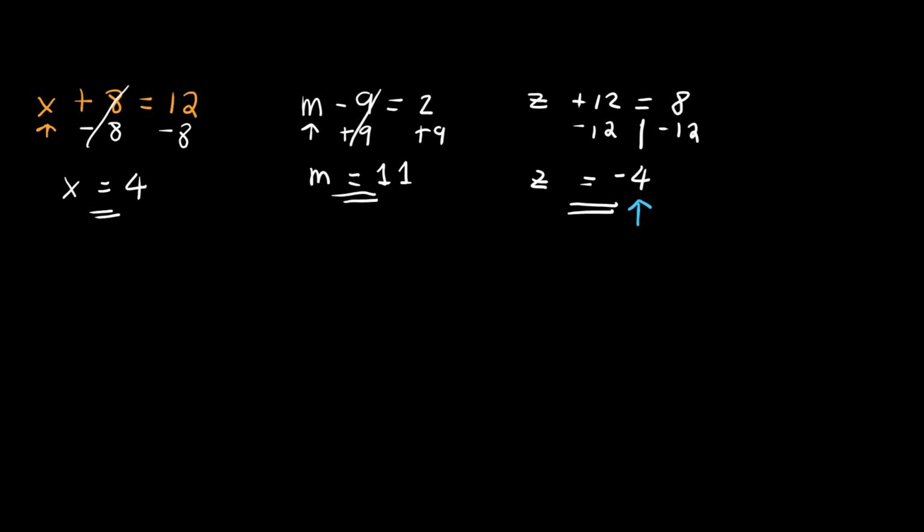And by the way, if you want to check your answer and make sure your answer is correct, you can substitute the negative 4 into z. So if we substitute negative 4 into z, that's negative 4 plus 12 equal 8. And if you do negative 4 plus 12, you will get a total of 8 on this side. So if both sides are the same, 8 equal 8, that means that your final answer is correct.